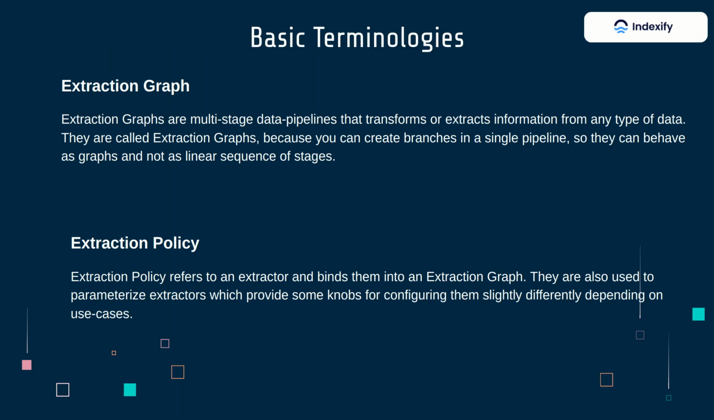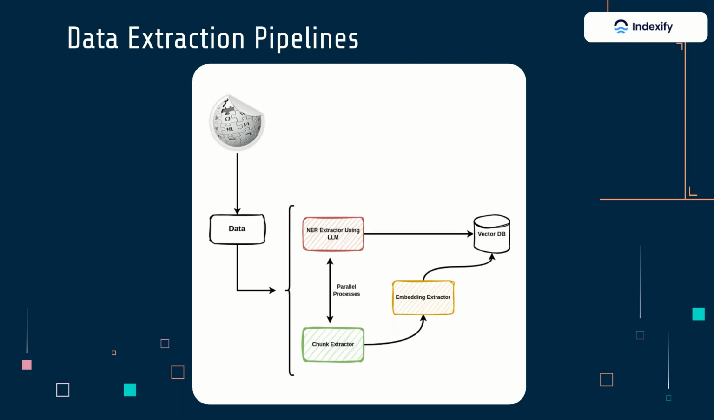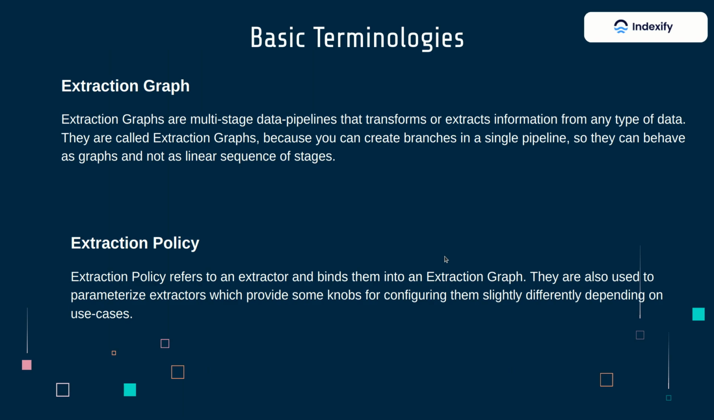So let's look at some basic terminology. We're talking about an extraction graph. Extraction graphs are multi-stage data pipelines. I got this right from the official documentation. Data pipelines that transform or extract information from any type of data. They are called extraction graphs because you can create branches in a single pipeline, so they can behave as graphs and not as a linear sequence of stages. So you can have different diversions. If you look back at this image, you can see we're not following one linear process. It has branches: there's this branch right here and there's this branch right here. So it's the extraction graph. That's why it's called a graph.